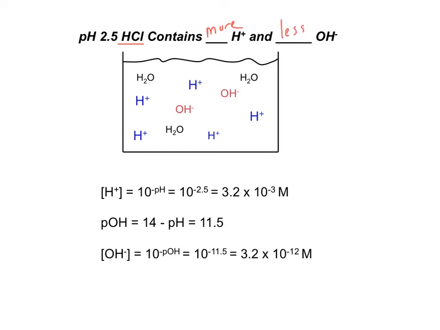We're given pH, so use this equation to calculate H plus concentration. The pH is low, that means pOH must be pretty high. And from the pOH, we calculate the hydroxide ion concentration. Note that for this acidic solution, the H plus concentration is much higher than the OH minus concentration.